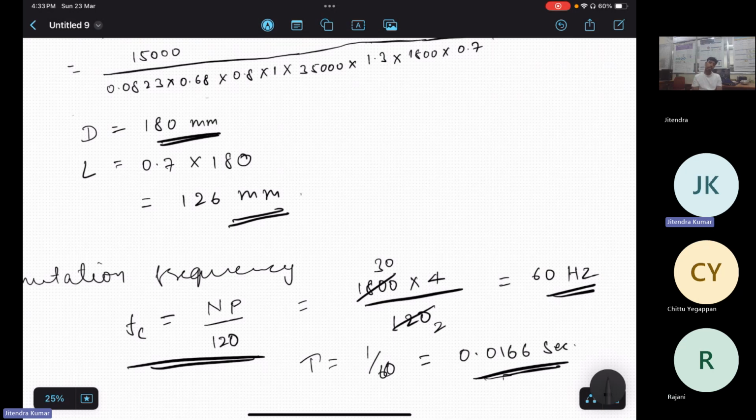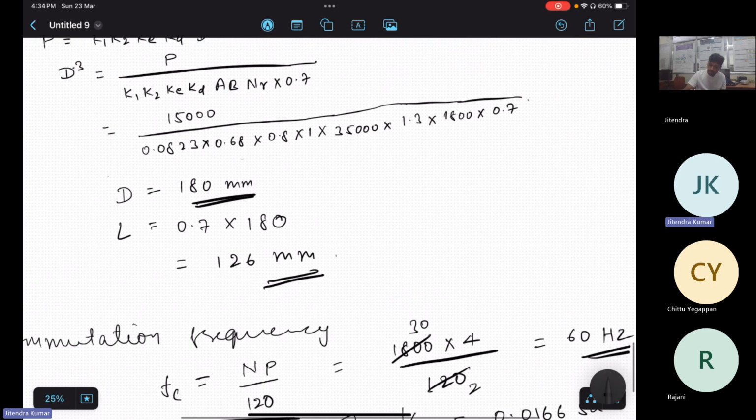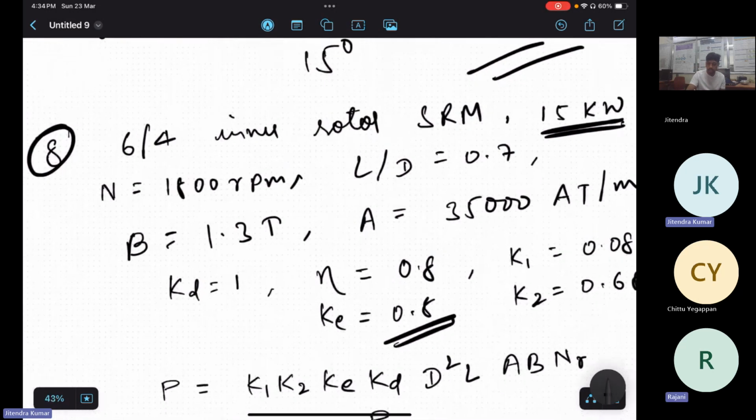So here, in N P by 120, P is the number of poles and N is the speed. Sir, here poles means we have to take stator poles, no? No, no. Poles means always rotor poles. Okay, rotor poles for commutation frequency. Though it is called stator poles also, it will be written explicitly if stator poles are meant. Sir, the poles are 6 by 4, right? Yes, 6 by 4.